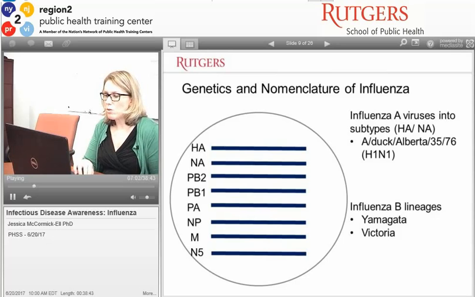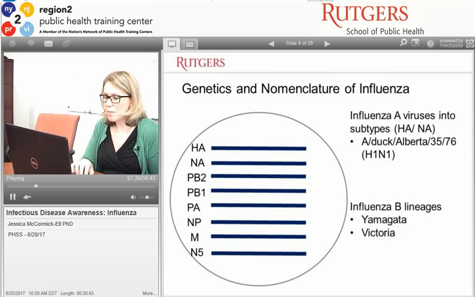And then when you look at the strain, as you can see on the slide, it's going to be pretty detailed. So it's going to have whether it's an A, A is the A virus. It's going to have the species, so it was found in duck, the location or strain, so Alberta, the strain number, 35, and then the year, which is 76. And then influenza A viruses always have the HN categorization at the end.